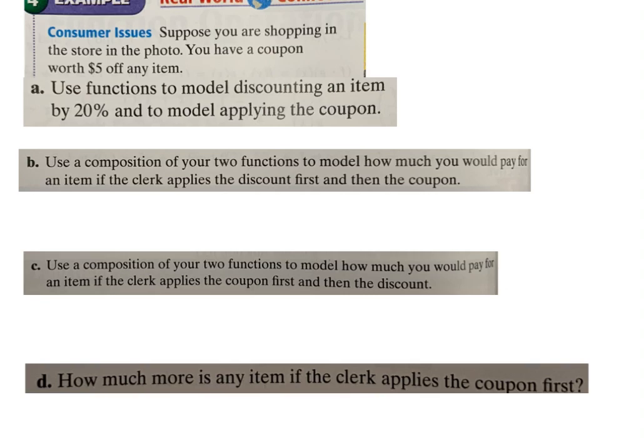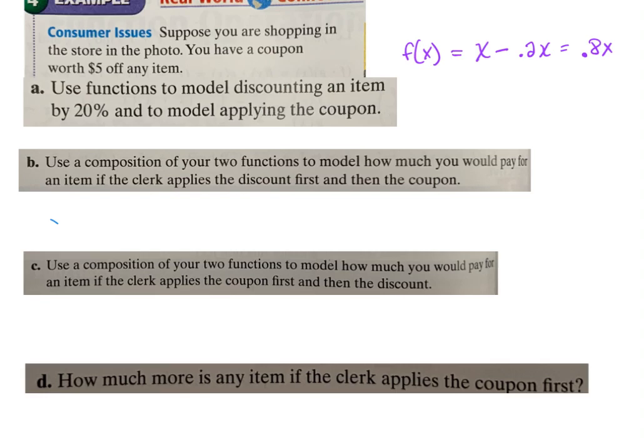All right, so we're going to have two different functions here. Our first function is going to be if we just apply the discount. It's going to be our original price minus 20% of our original price, right? So what is 1x minus 0.2x? 1 minus 0.2 is 0.8x. That's what I would pay for my item if I applied the discount, right?